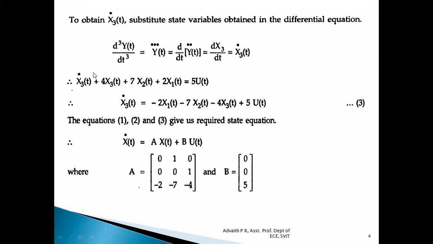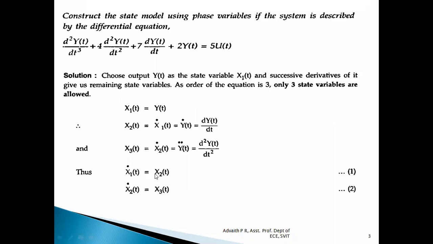Now let us write this equation in terms of x3 dot of t. So let us send all these terms towards the right hand side. When we send these terms to the right hand side, all those signs become negative. So x3 dot of t will be equal to minus 2 x1 of t minus 7 x2 of t minus 4 x3 of t plus 5 u of t. Let us consider that as equation number 3. Now we have got 3 equations. The first equation is x1 dot of t is equal to x2 of t.